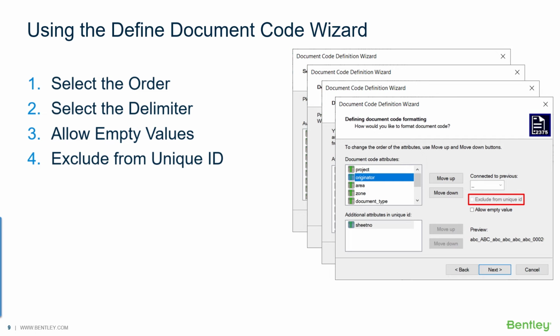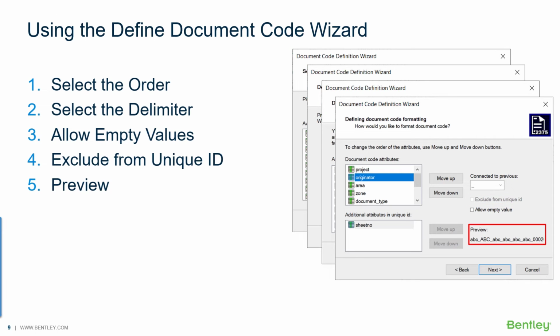Fourth, exclude from unique ID. This checkbox allows the administrator to change document code parts added to the Select Other Code Parts dialog from being included in the generated unique ID. Lastly, after making selections, there is a preview showing an example of what the completed document code will look like after generated.